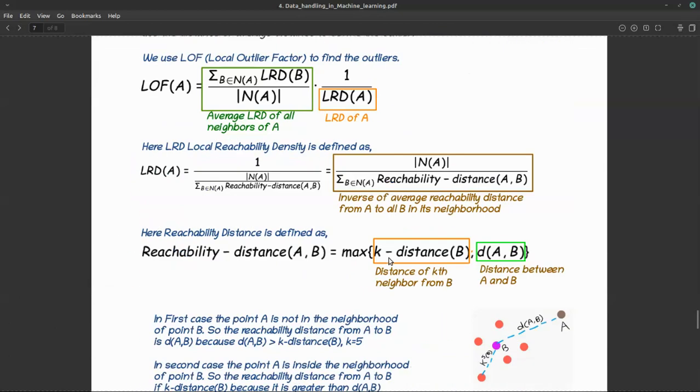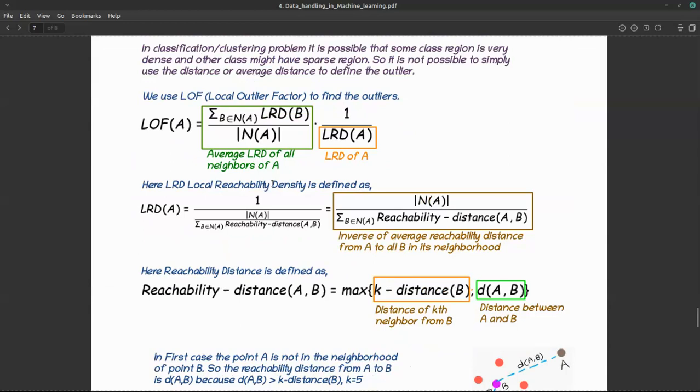What is K again? K is just a number, 5, 4, and so on. Here, no, k distance. Yes, yes, yes. K is just a number.